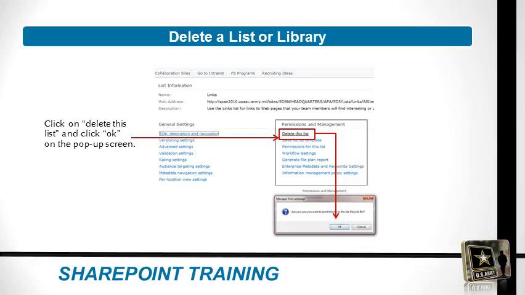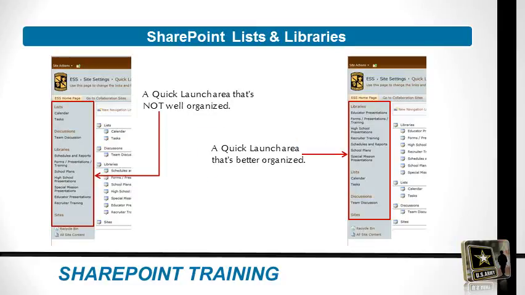Now let's see how you can organize your list and library links that appear in the Quick Launch. After your lists and libraries are created, you may want to reorder how they appear in the Quick Launch and/or reorder the items that appear under each section. In the example on the left, you can see the libraries are not at the top of the Quick Launch bar, and the various libraries are listed in no particular order. The example on the right shows the Quick Launch with the library section at the top and the various libraries in it alphabetized. Since the libraries are the most often used items in this site, this new Quick Launch makes the site more user-friendly. So let's see how to reorganize a Quick Launch area.